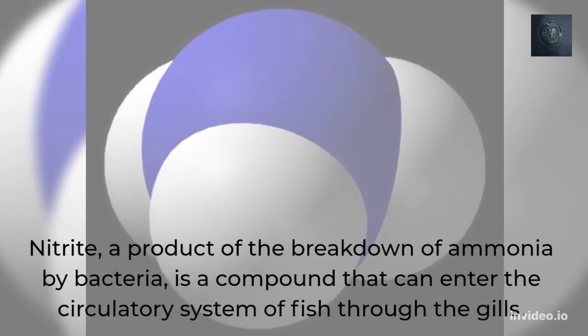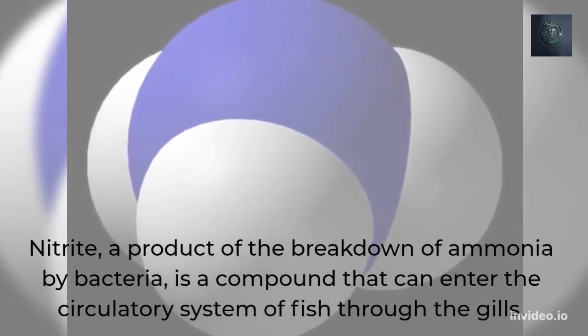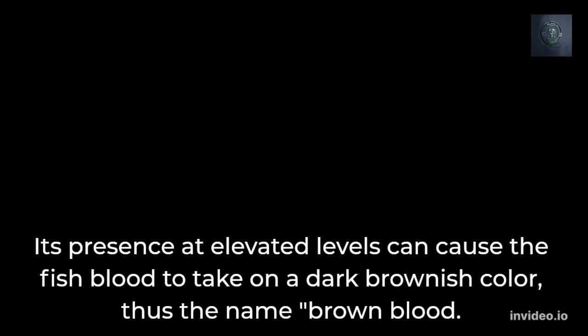Nitrite, a product of the breakdown of ammonia by bacteria, is a compound that can enter the circulatory system of fish through the gills. Its presence at elevated levels can cause the fish blood to take on a dark brownish color, thus the name brown blood.